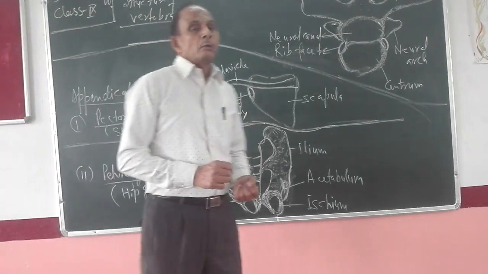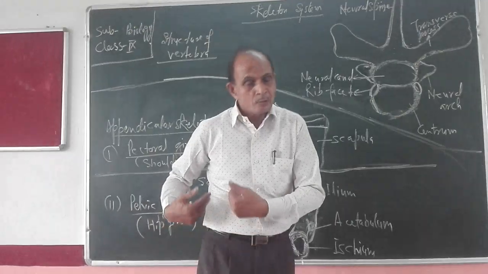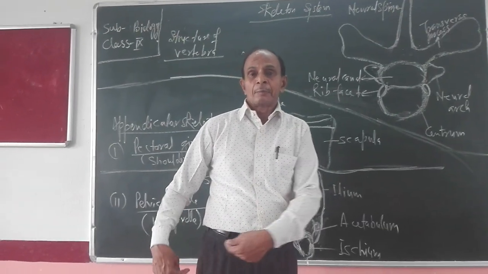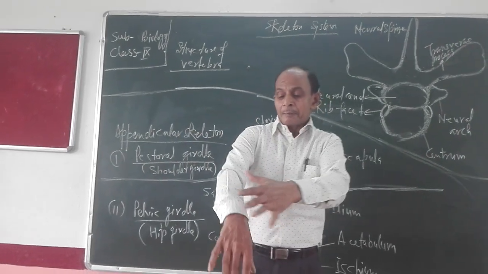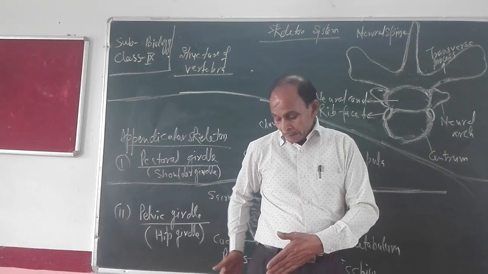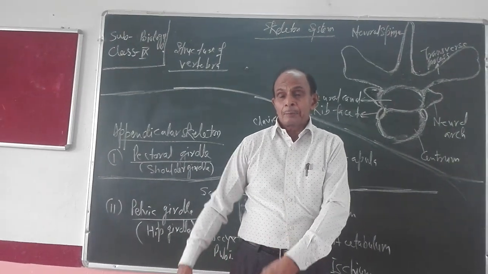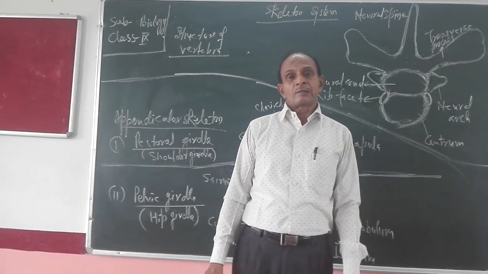Now, what is the role of the pelvic girdle? The pelvic girdle helps in the attachment of the bones of the hind limbs with our axial skeleton. The pectoral girdle helps in the attachment of the bones of the forelimbs with our axial skeleton, and this pelvic girdle helps in the attachment of the bones of the hind limbs with our axial skeleton.